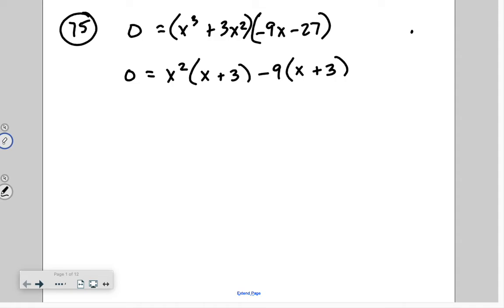So now we have factored that cubic function into 2 factors. One factor is what's in parentheses. That's why we need it to be the same. So one factor is x plus 3. The other factor is the stuff we factored out. The x squared minus 9.